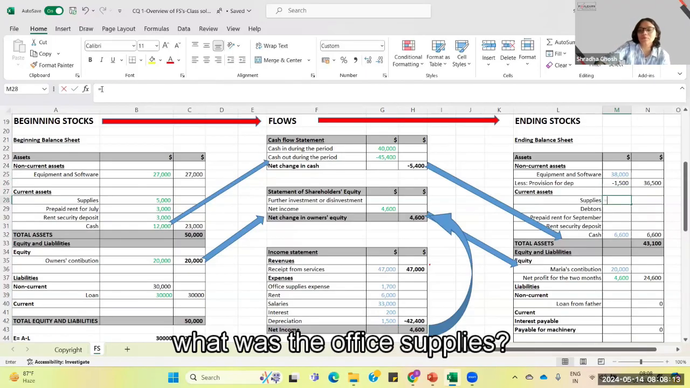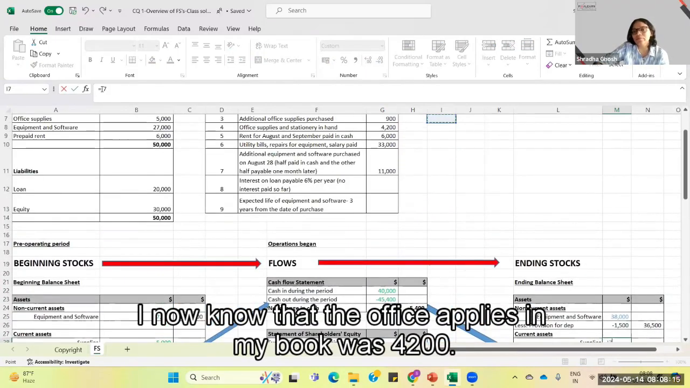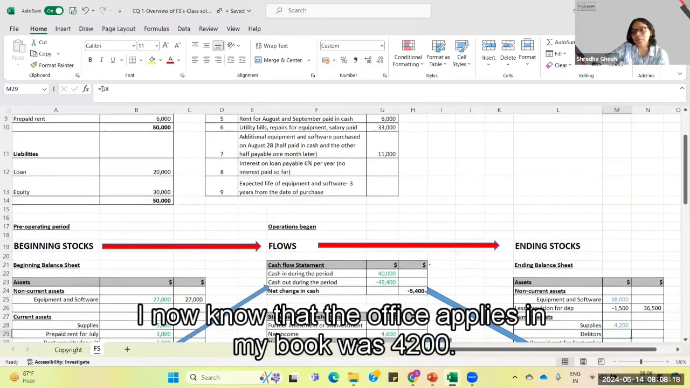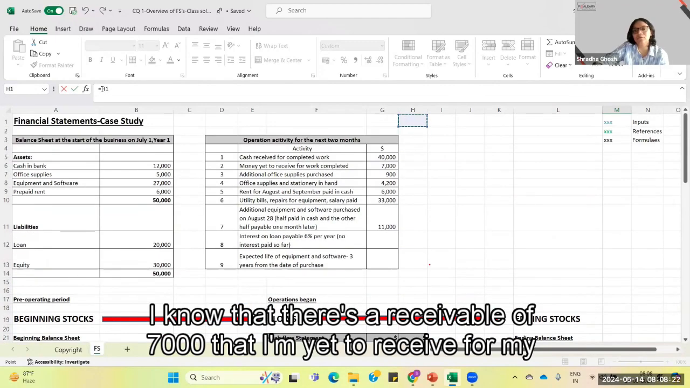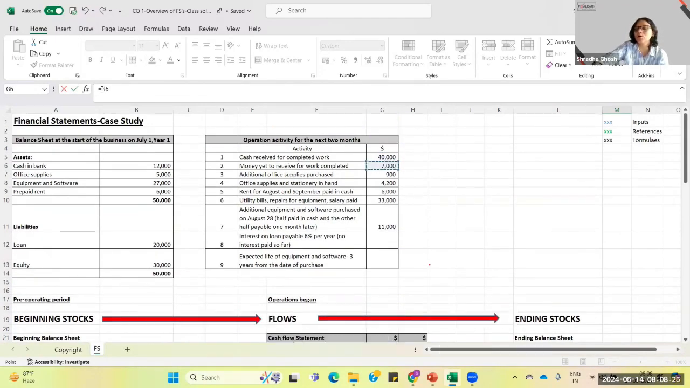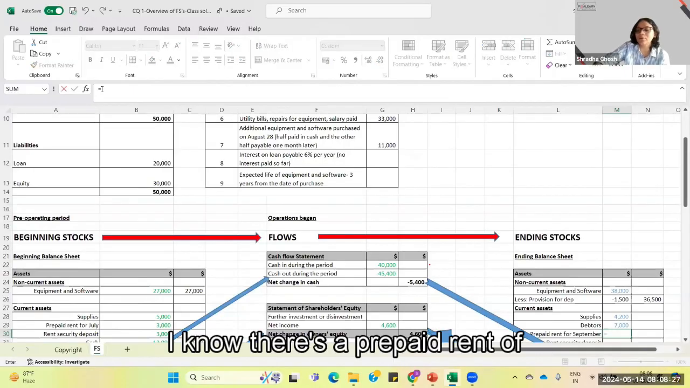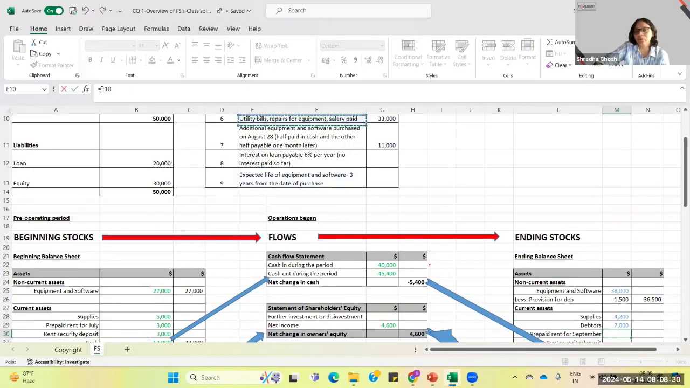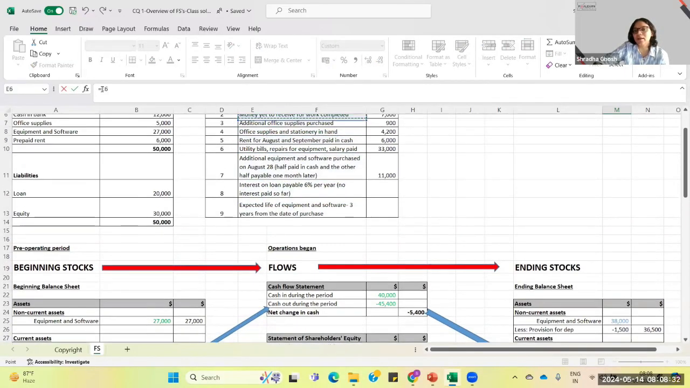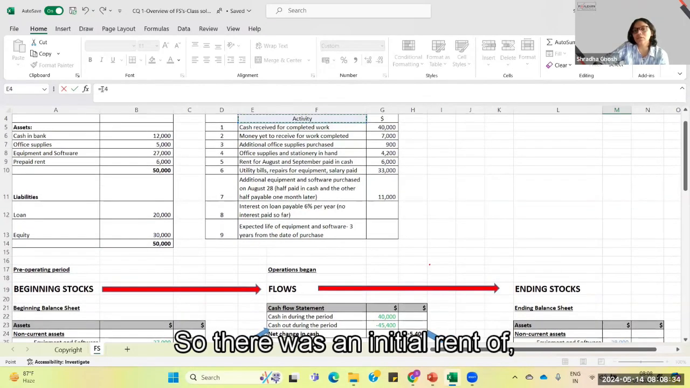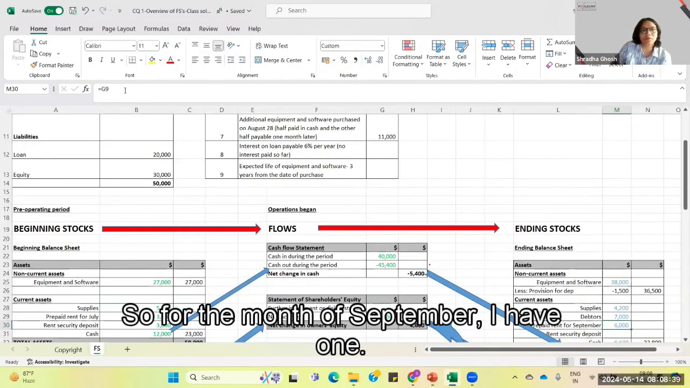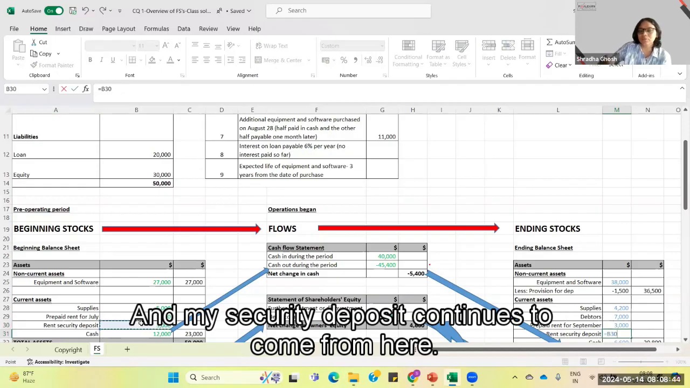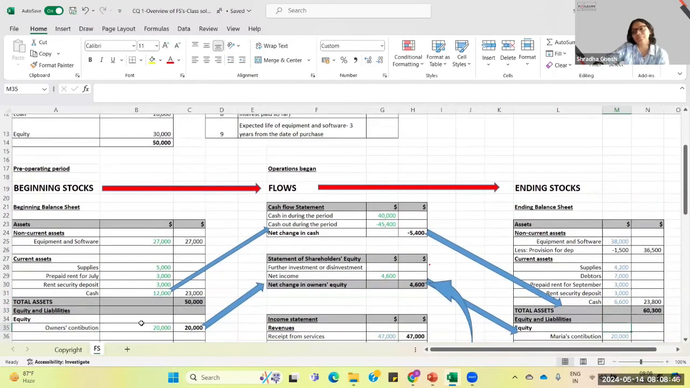Okay. What was the office supplies? I now know that the office supplies in my book was 4,200. I know that there's a receivable of 7,000 that I'm yet to receive for my work that I have done. I know there's a prepaid rent of, okay, 6,000 and further, so there was an initial rent of, so I'm not separating it, guys. Okay. So for the month of September, I have one, and my security deposit continues to come from here.